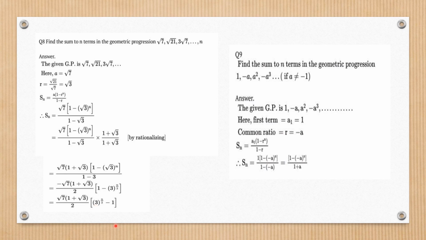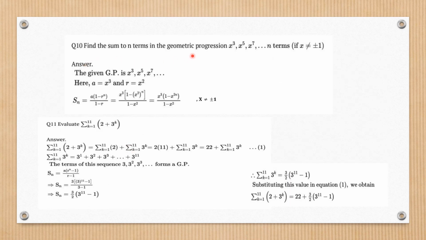Number 9 says find the sum to n terms of GP, and this is your GP. First term is 1 and common ratio is minus a. You can see we are multiplying with minus a. So Sn is a into 1 minus R raised to power n upon 1 minus R. Just replace the values of a and R: a is 1 and R is minus a. You will get the desired answer. Be careful with the signs.